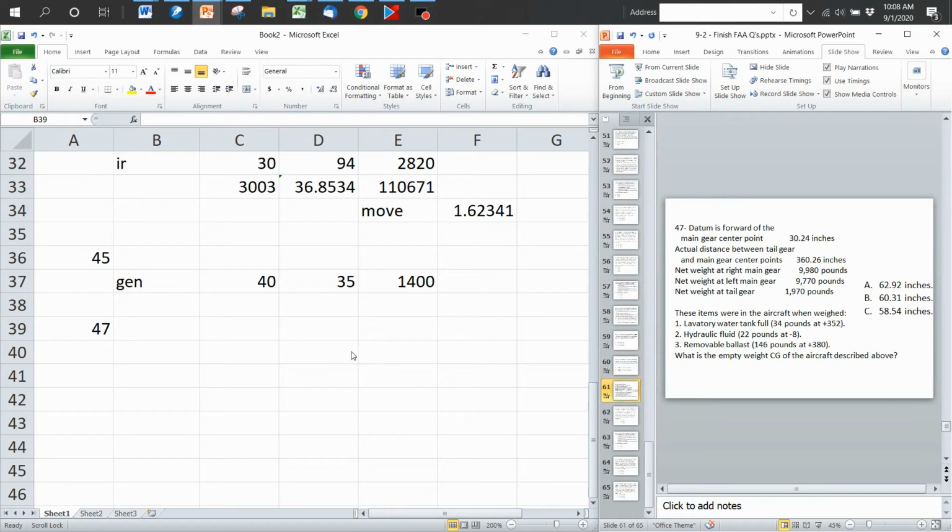Come on. 47. Oh, this one's a complicated one. The datum is forward of the main gear center point at 30.24 inches. The actual distance between the tail gear and the main gear is 360.26 inches. It gives me the amount on each scale, and then it gives me items to take off the airplane.